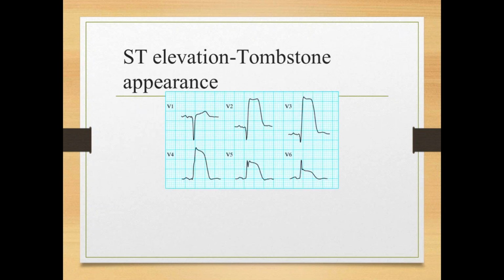This ECG is showing the ST elevation. You can see in V2, V3, V4, V5, all these are ST elevations. This is known as the tombstone appearance of the ST segment.